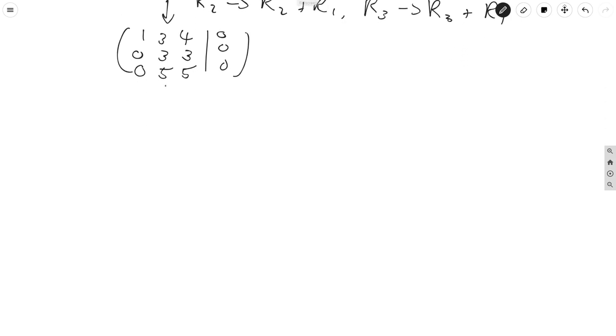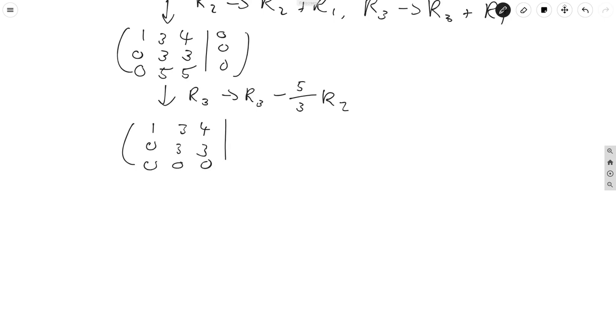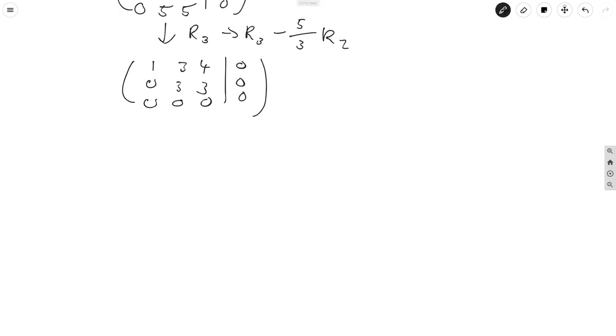Okay? And then it's pretty easy to see as well that if we send row 3 to row 3 minus, actually that should be a 5 over 3, I imagine, minus 5 over 3 row 2, this will become 1, 3, 4, 0, 3, 3, 0, 0, 0. And now look at this. This is looking a little suspicious, because we remember that rows of zeros often, not always, but often correspond to infinitely many solutions. So let's see what this means.